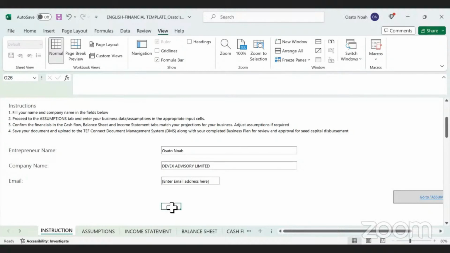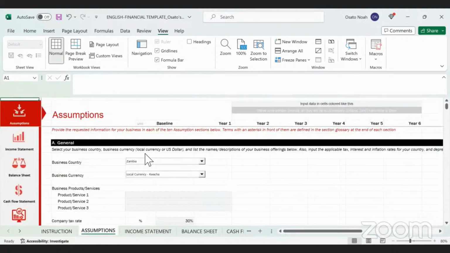So what I've done in the past few minutes is I've used my name as the entrepreneur's name. I've used a company that I own as the company name. And then I didn't bother with the email. And we are also expected to then save these to the TEF document, Connect document management system. So I'm going to the assumption now. And from the assumption, we can actually see how the assumption looks.